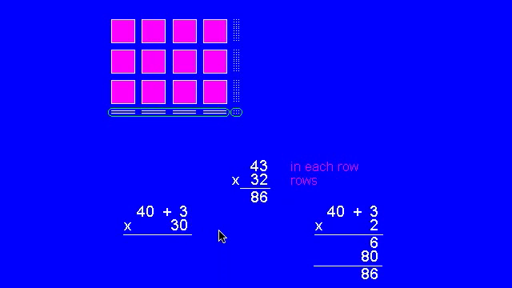So we do 30 times 3, which is 90, which accounts for 30 rows of 3 each. So that's one group of 10, another group of 10. So these are 3 groups of 10, 6, 9 groups of 10, or 90. Okay. Then we do 30 rows of 40 each, and each 10 times 10 is 100. So we just do 3 times 4 is 12 with 2 zeros.